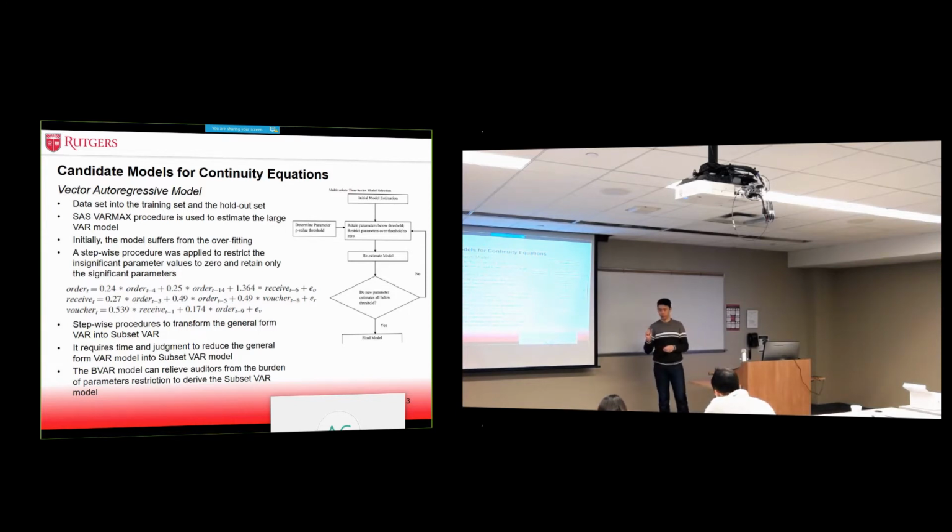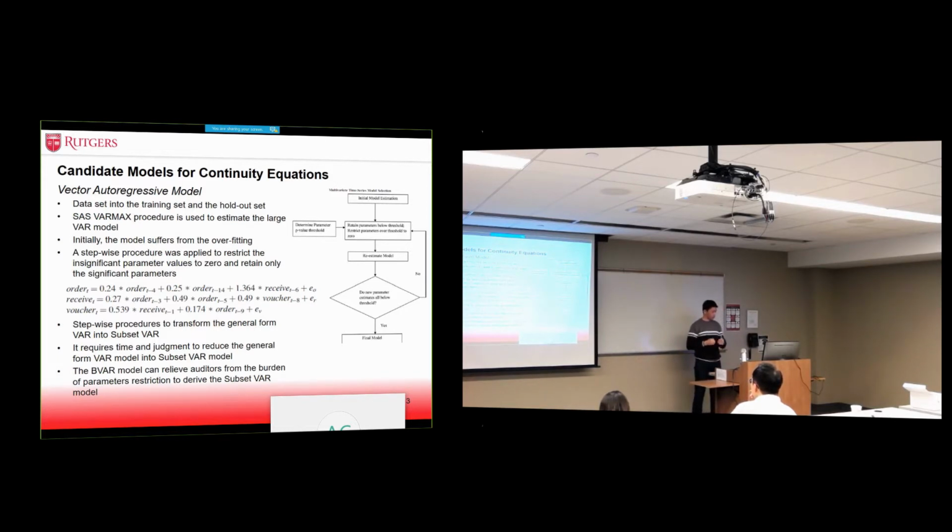And before that, you need to put your threshold for your p-value. And as you can see, three parameters were left for order and receive, and only two parameters left for receive and order for voucher. And after these procedures, a stepwise procedure was applied several times. They changed the name of this model from VAR to the subset VAR because they went through several procedures to eliminate insignificant parameters.